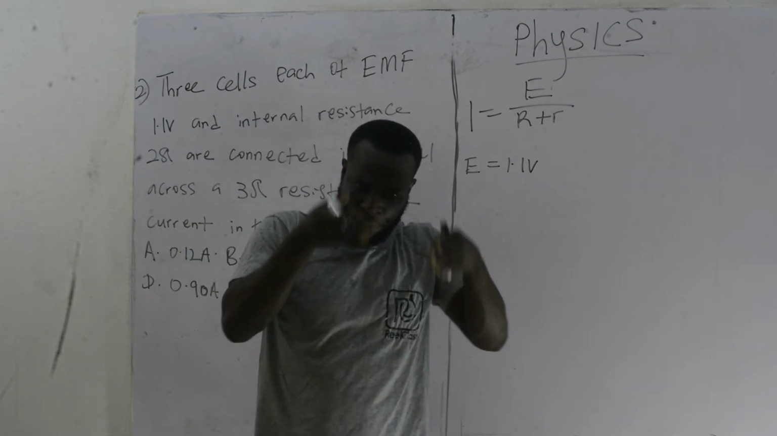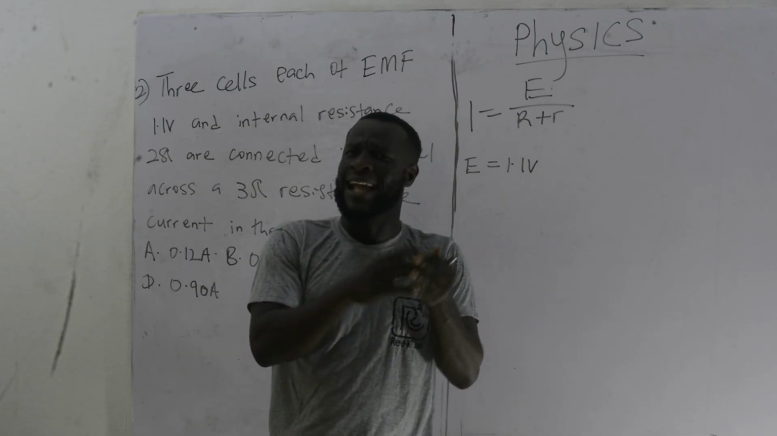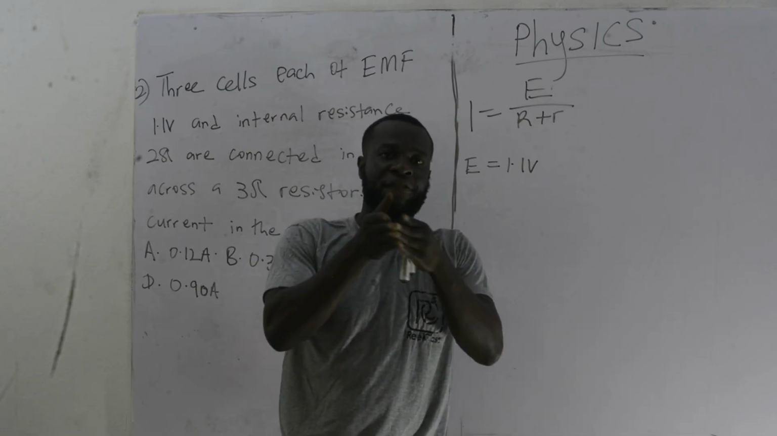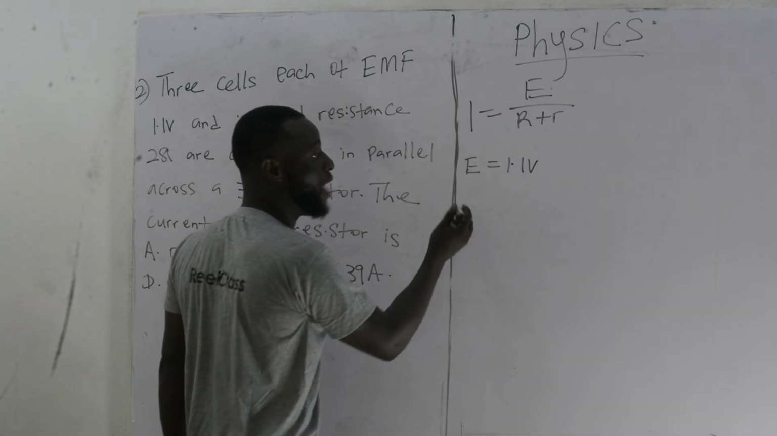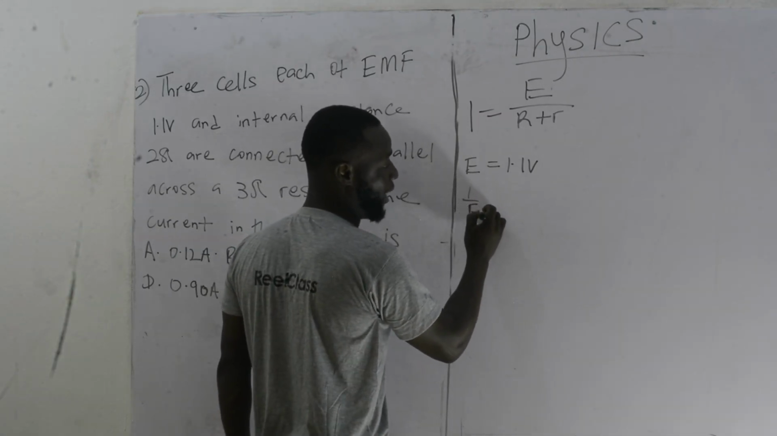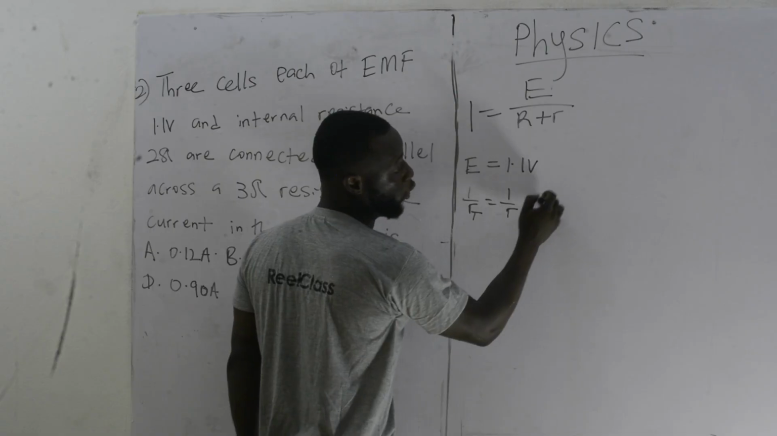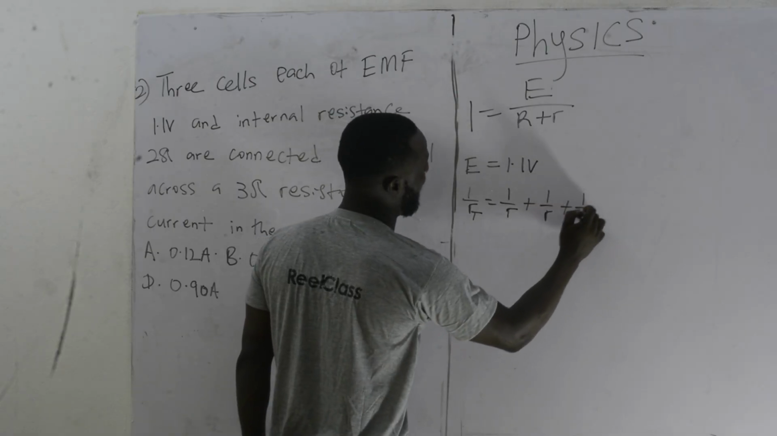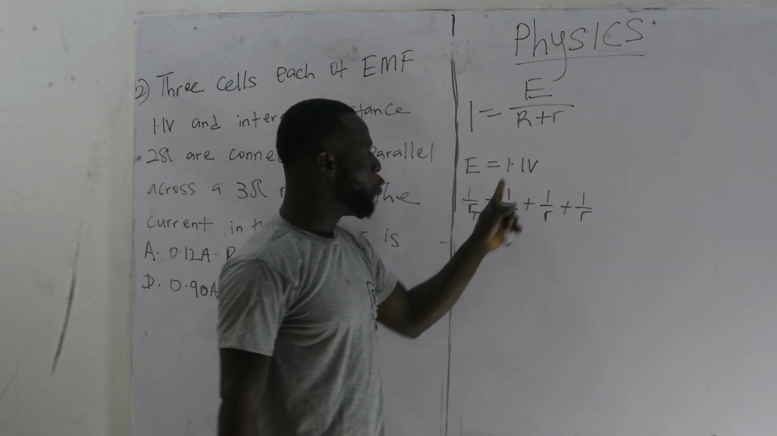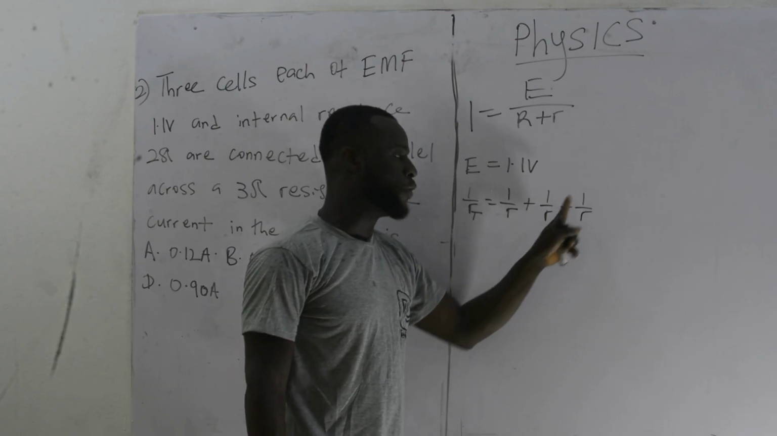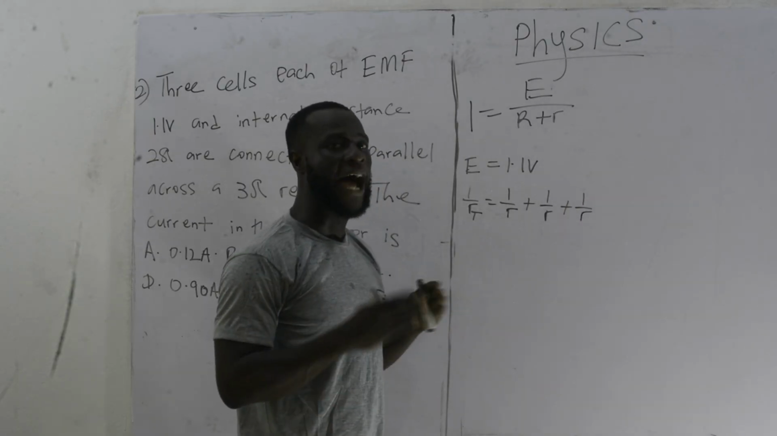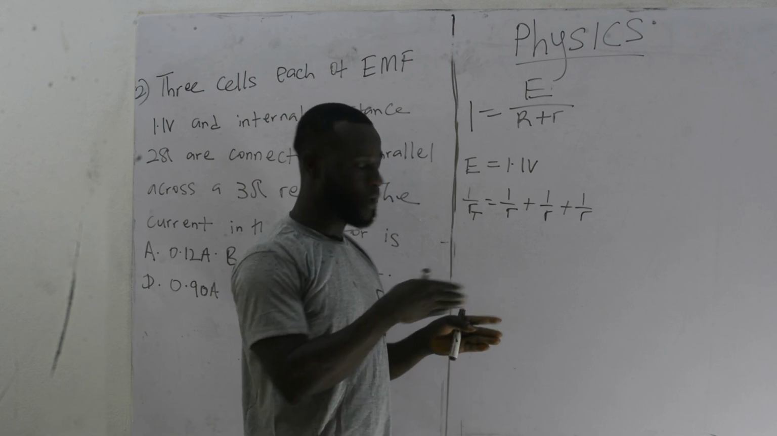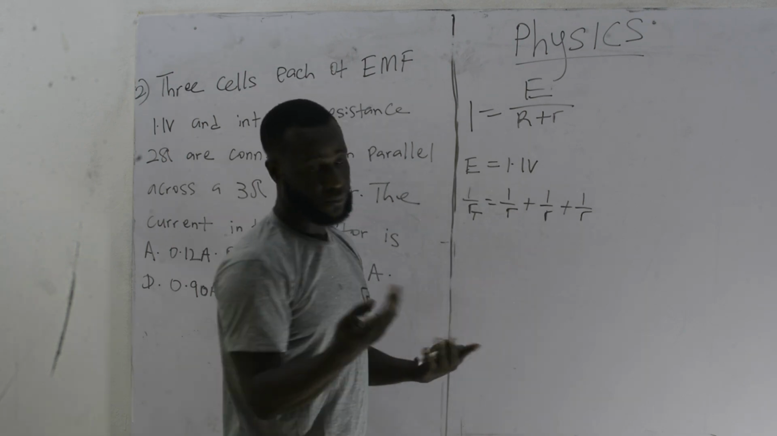When it comes to the internal resistance, I'm treating the cell like I would treat resistors. And if resistors are connected in parallel, we know how we add them. So that means I'm having 1 over r total is equal to 1 over r plus 1 over r plus 1 over r. Note, I'm not doing 1 over r1 plus 1 over r2 plus 1 over r3. The reason is that the cells are identical, their internal resistance is the same, so I use r.